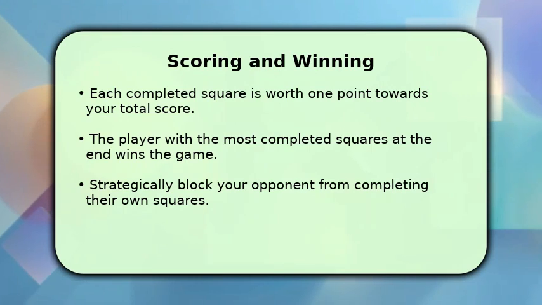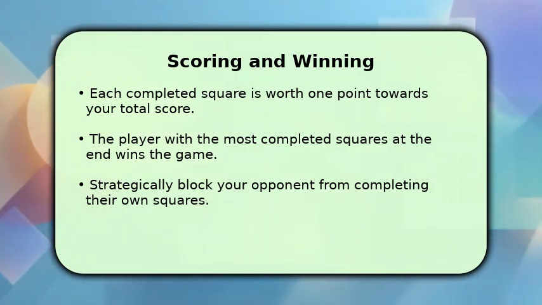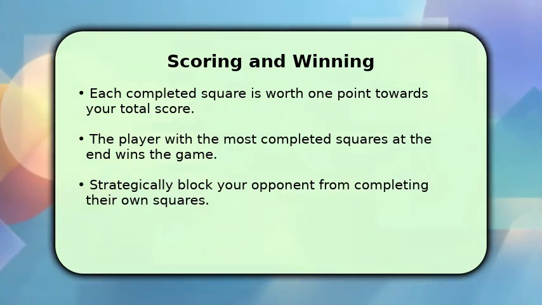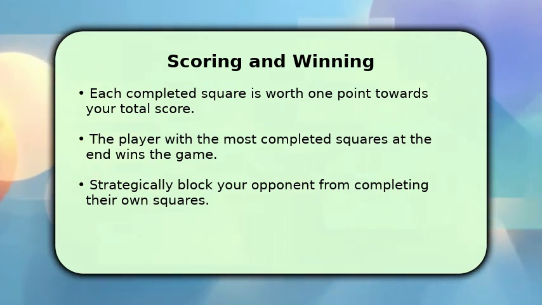Scoring in dots and boxes is straightforward. Each square you complete earns you 1 point. The player who has claimed the most squares by the end of the game is declared the winner.